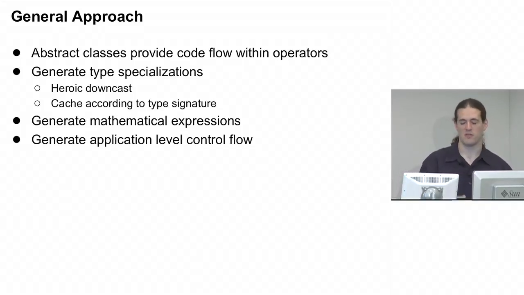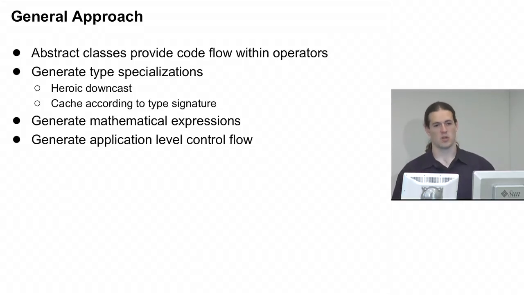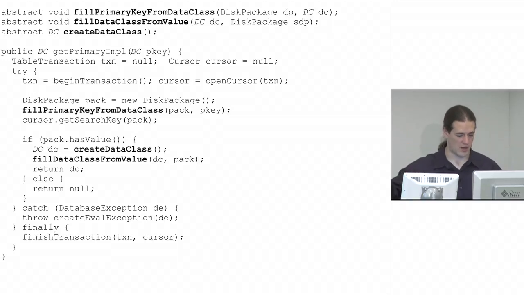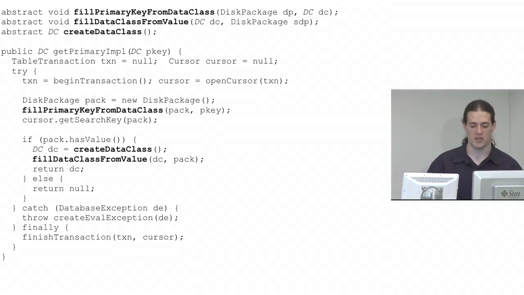As a similar note, all expressions you see in the language, all mathematical expressions, because they're naturally dependent upon their types, they're generated. Similarly, application control flow, what goes from where to where, we also generate, because that just avoids the virtual dispatch. So here's a simple example of something out of our disk query table, primary key, somewhat simplified and cleaned up for fitting on a slide.